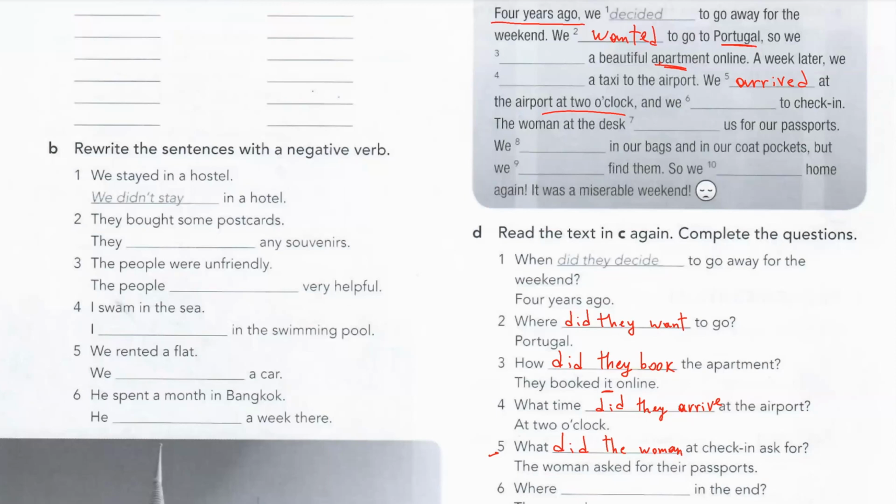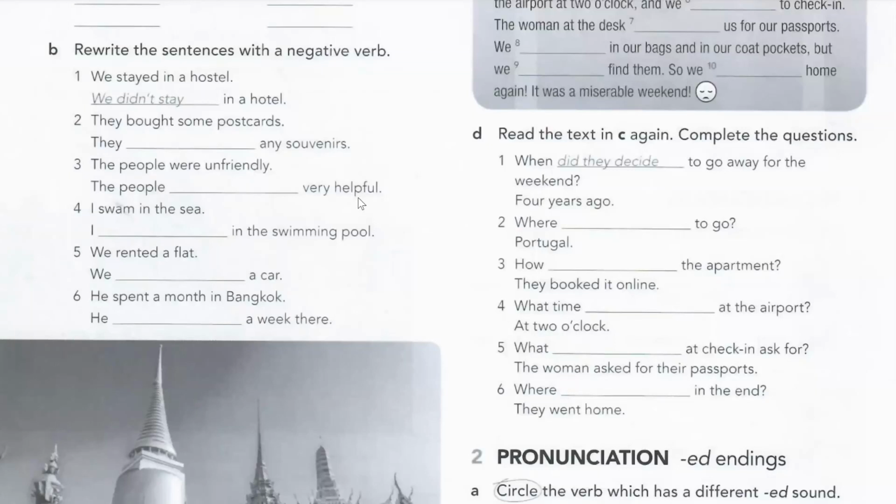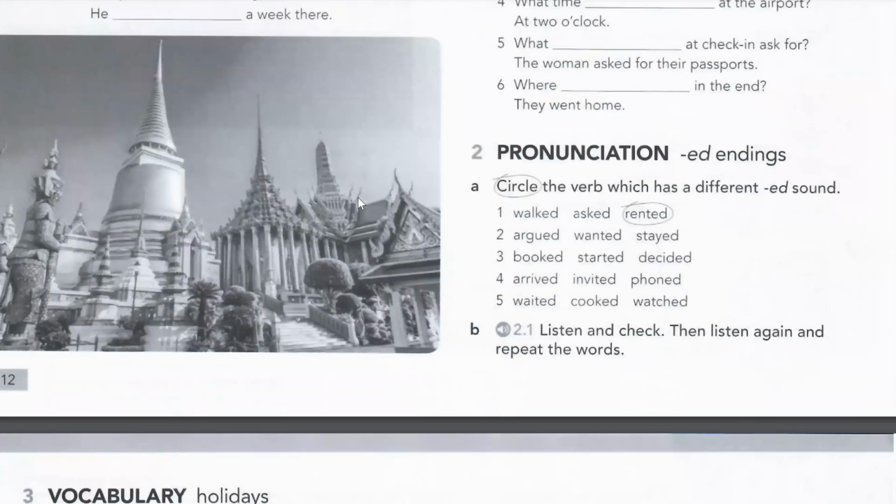They went home. Number six. Where did they go? Where did they go in the end? In the end, they went home. All right, guys, so in this way we've finished the first page. What do we have? Oh yeah, we've got pronunciation here. Pronunciation, we can also do quickly.